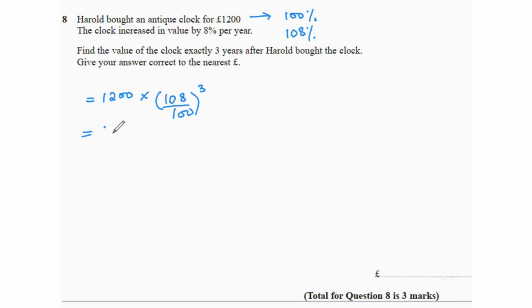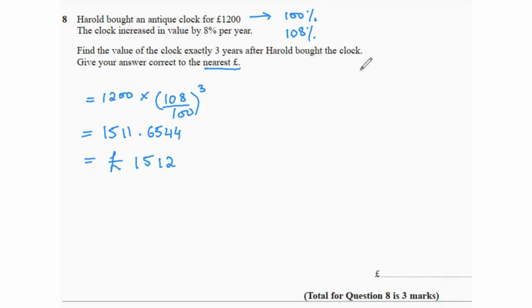That gives us 1511.6544. We want the answer correct to the nearest pound. That's going to be 1512 pounds. That's your answer.